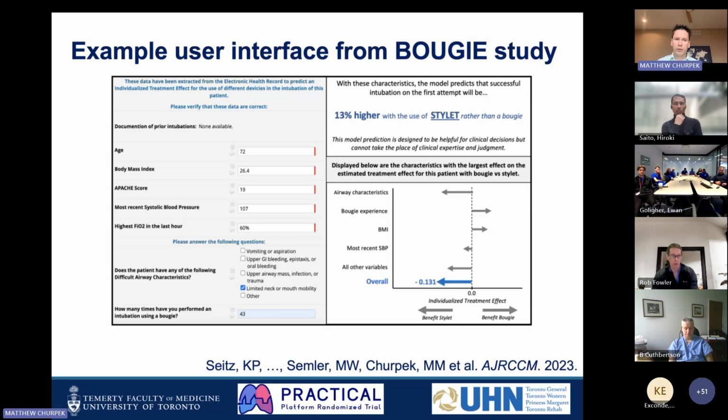In this trial, it was comparing intubation with a stylet versus a bougie. You can see on the right, based on the values that you provide to this interface, the model will output its prediction of which intubation approach would have the highest likelihood of success for that patient. You can see that at the top. And at the bottom, it's telling you which of the variables are really driving that prediction, to help you understand, okay, the model's saying stylet is the way to go. Well, why? For this individual patient, it's because the airway characteristics are one of the main reasons why the patient is likely to benefit from a stylet intubation.